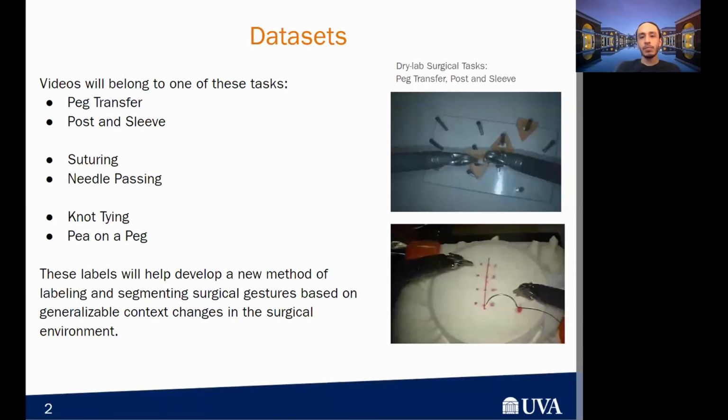The videos you label will belong to one of the surgical tasks, needle passing or suturing. You can see an example of suturing here at the bottom. Since the instructions for these two tasks are very similar and both involve a needle, we've combined the instructions in this video. The information we gain with these labels will help us develop a new method for labeling and segmenting surgical gestures, the new method you're trying right now. And this is based on generalizable context changes in the surgical environment.